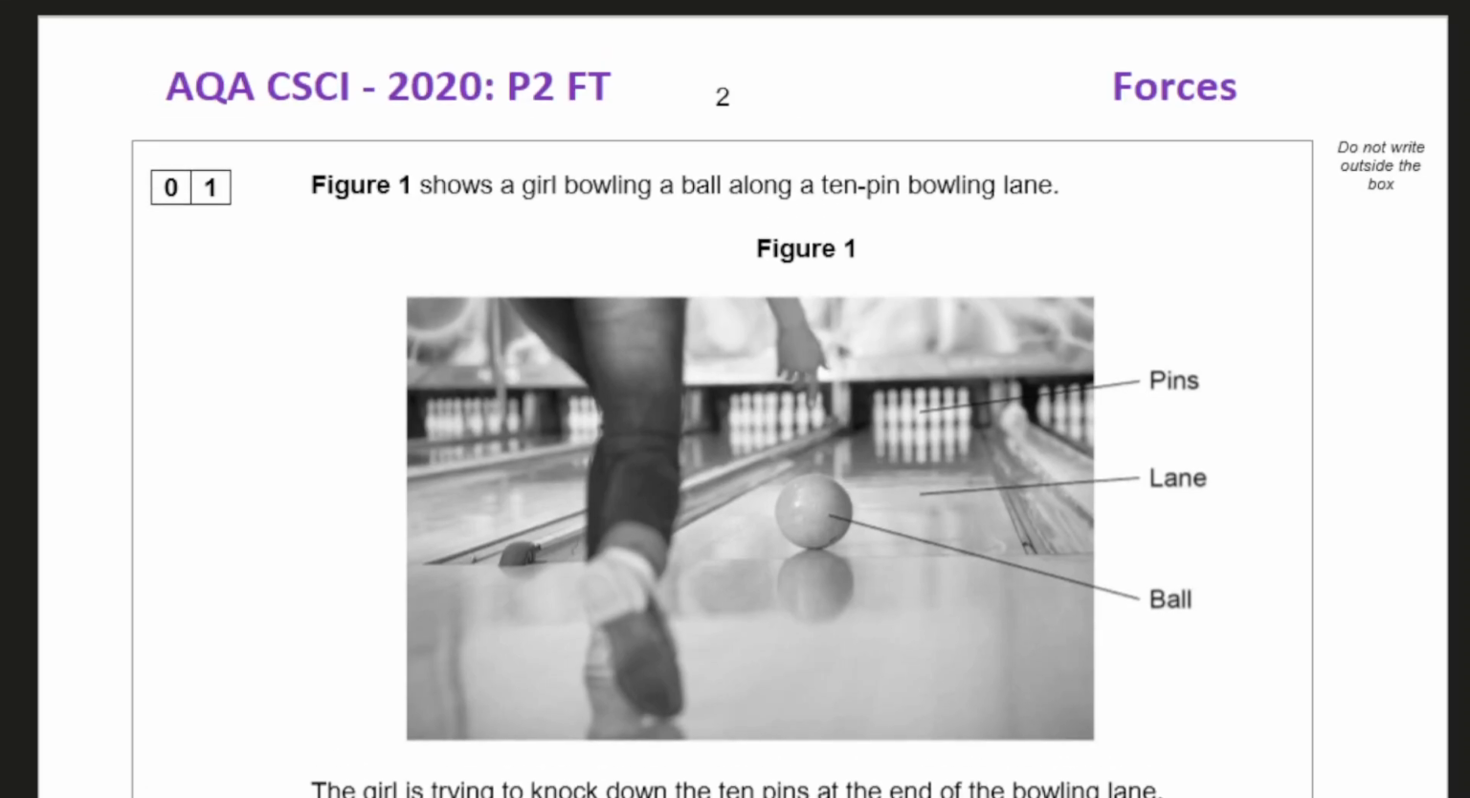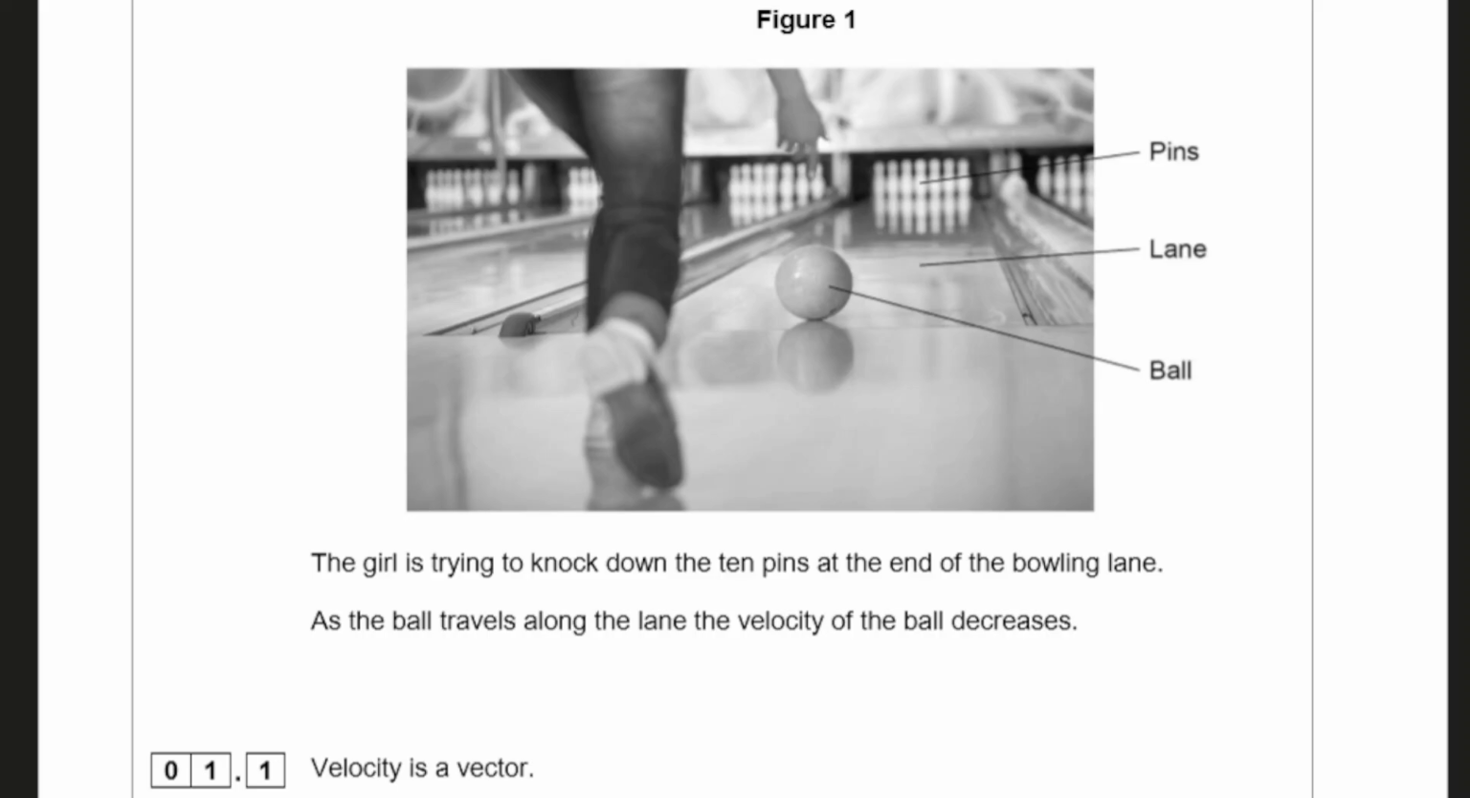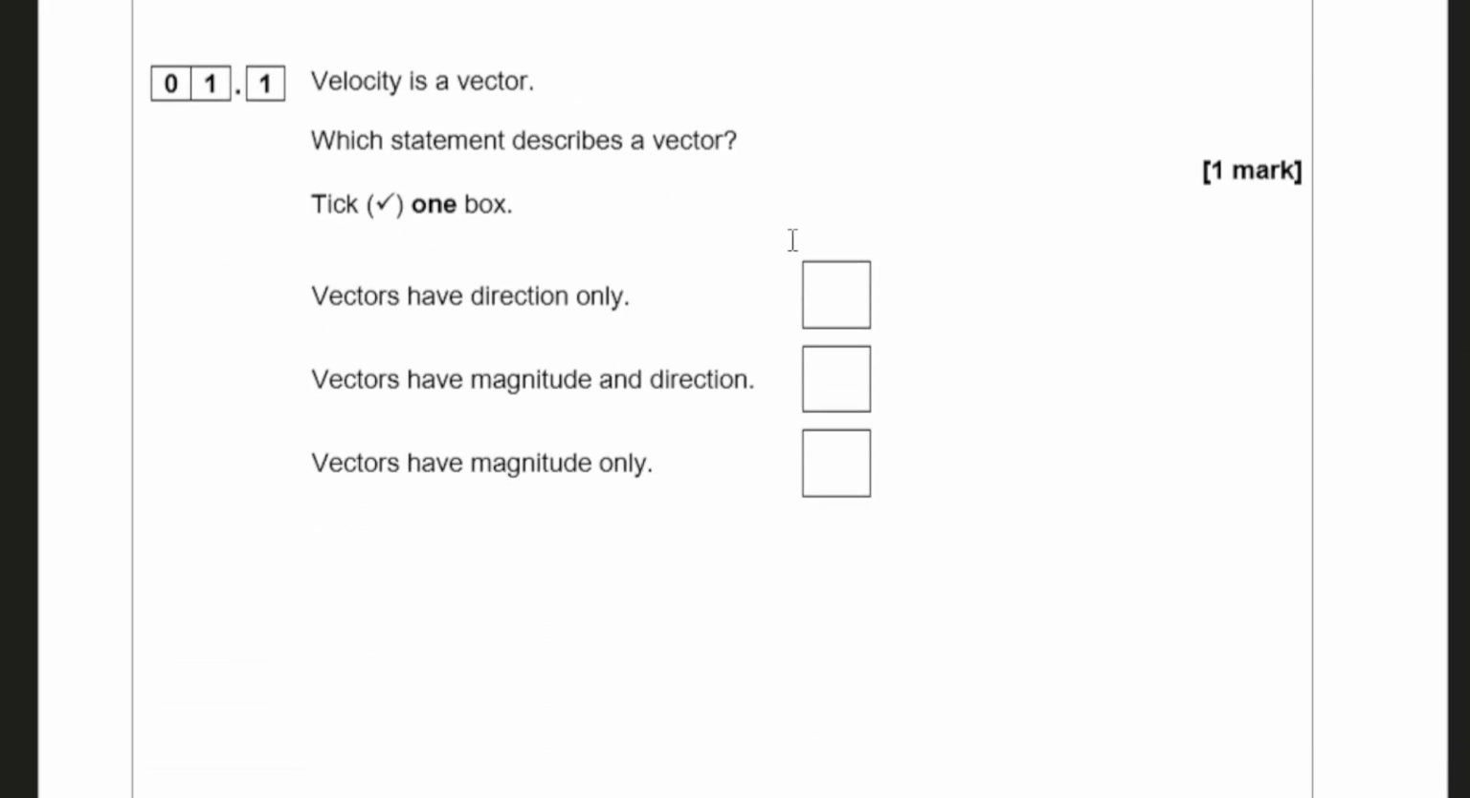Figure 1 shows a girl bowling a ball along a 10-pin bowling lane. The girl is trying to knock down the 10 pins at the end of the bowling lane. As the ball travels along the lane, the velocity of the ball decreases. So, velocity is a vector quantity. Which statement describes a vector quantity? Now, vector quantities have magnitude and direction. Magnitude means size. Vectors have magnitude only? That's not correct. It's actually scalars that have magnitude only.